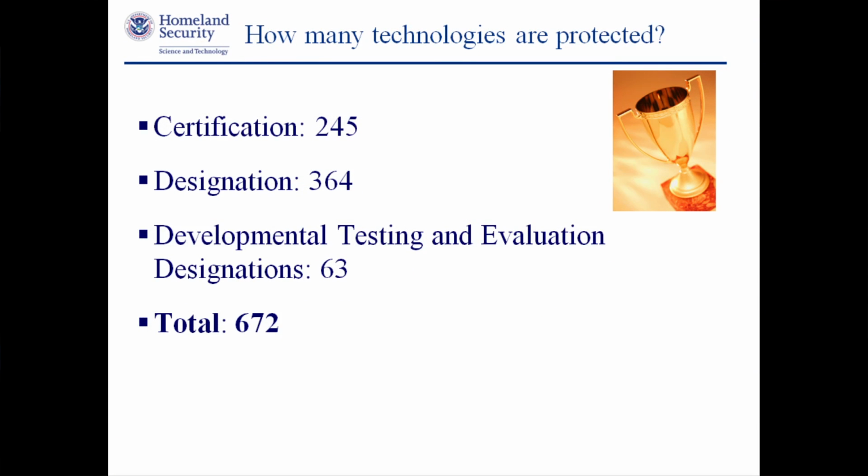Okay, let's move on and take a look, see how many technologies have received these Safety Act protections. We're often asked at conferences, how many approvals are there? Well, as of early June, we have 672, starting from the life of the program back in 2003. Because things expire or are replaced with new technologies at any given time, we have generally in the neighborhood of 300 to 400 active technologies with various levels of protection.